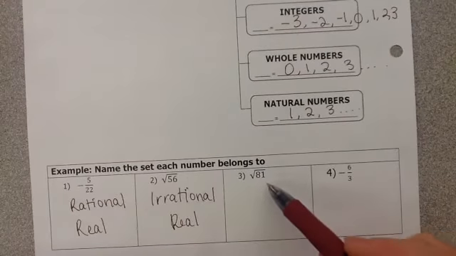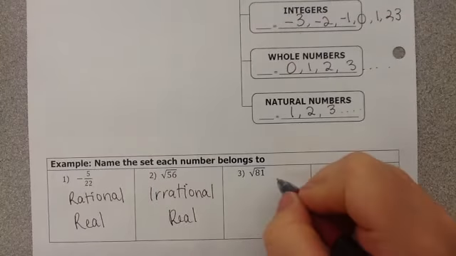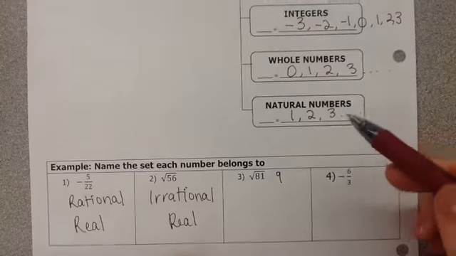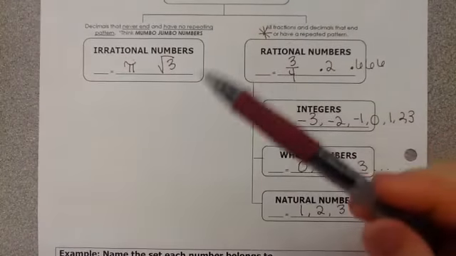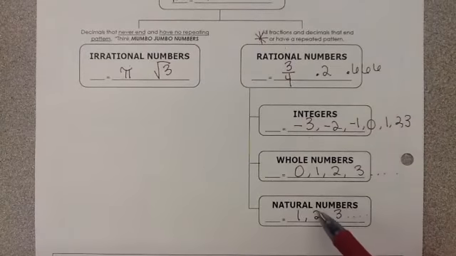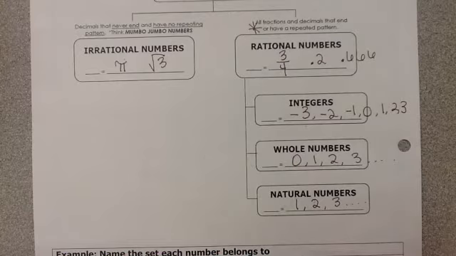What is the square root of 81? It's the same as 9. So if I find the number 9 on my chart, what's the lowest spot it would fit? A natural number. So we have a natural number.